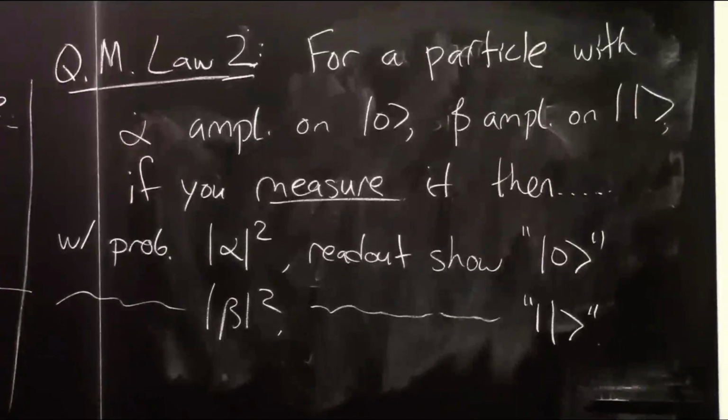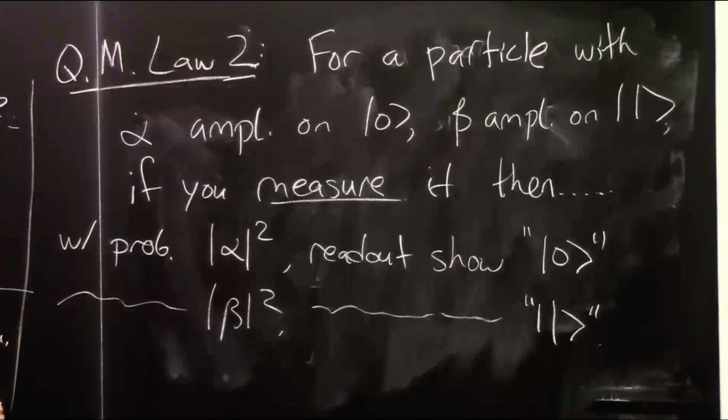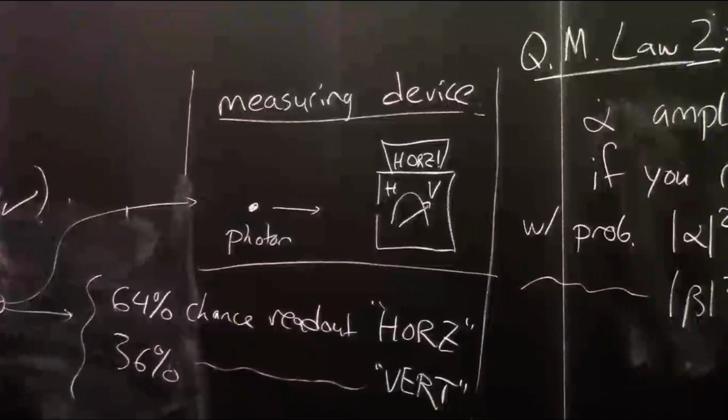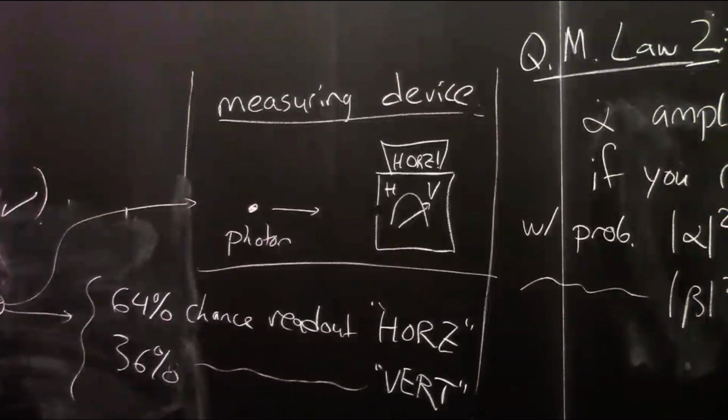So you fire this particular photon, or photon in this particular state, into this measuring device, for example, then there'll be like a 64% chance the readout is horizontal, and a 36% chance that it's vertical. There's actually an "and" that goes at the end of this quantum law too, which I'll say in a moment, but let me pause for 1 second to say a few other things.